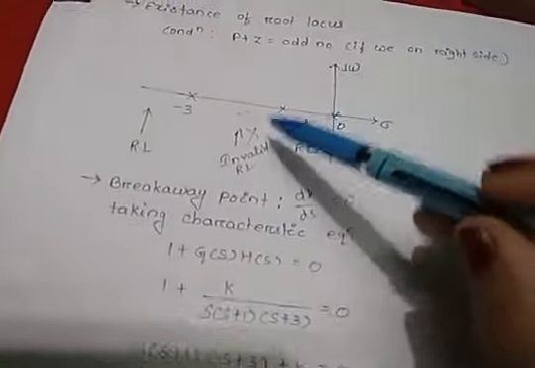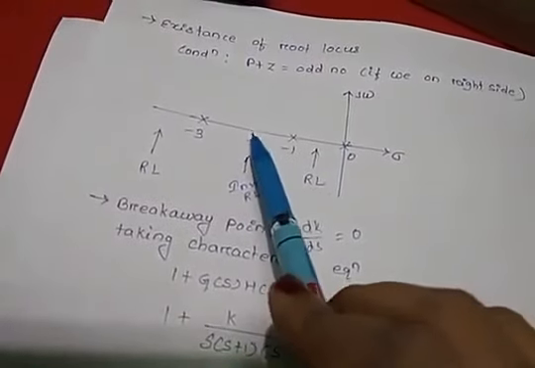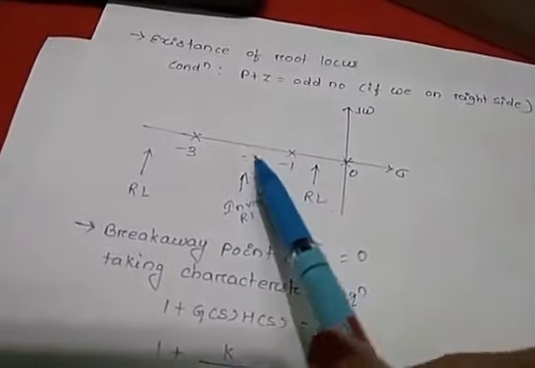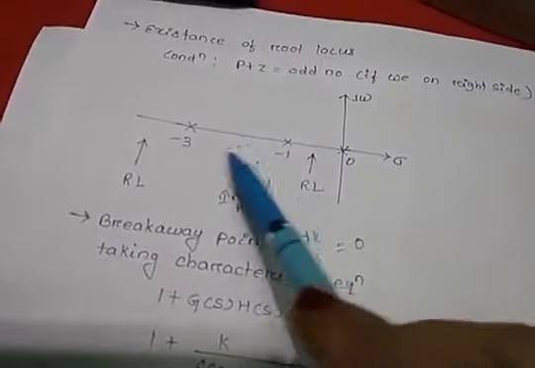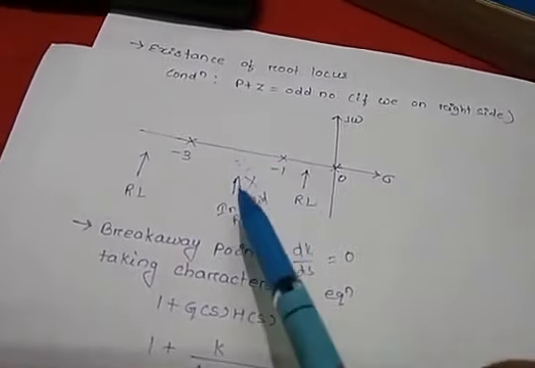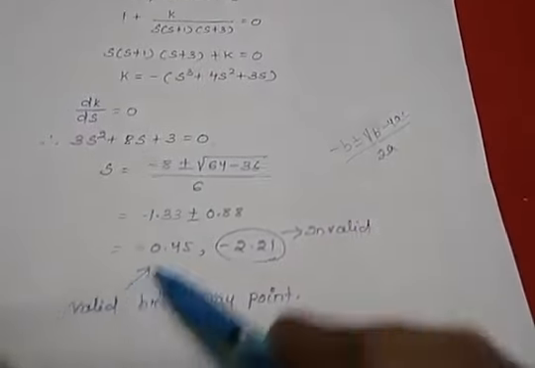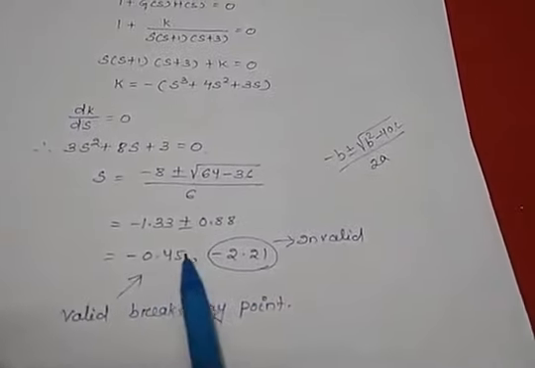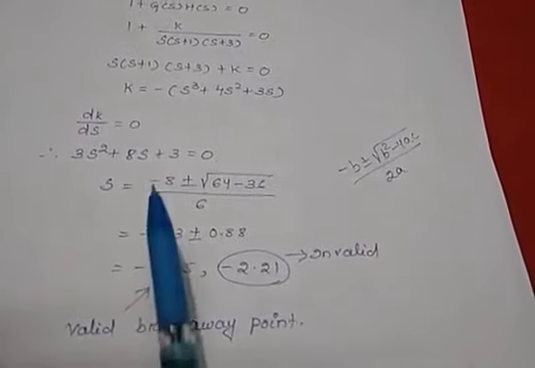The other value is minus 2.21. Minus 2.21 lies here, and this is an invalid area, that's why we cannot consider that point as a valid breakaway point. So we get the root locus only at one point, that is minus 0.45. This is our valid breakaway point.